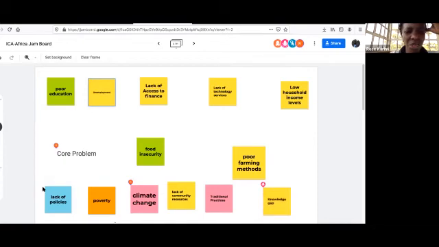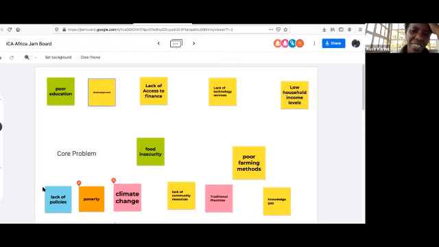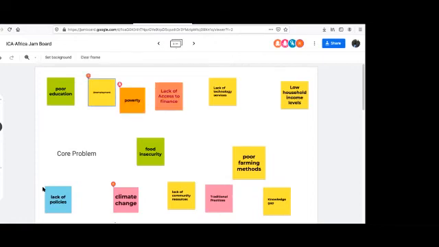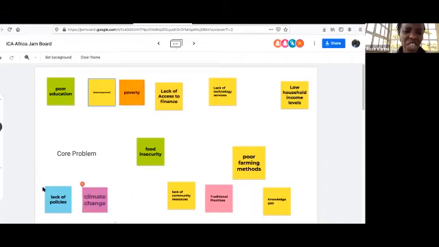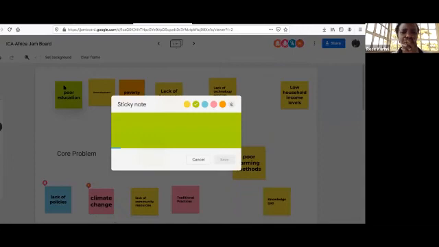Now, poor education. Poor education becomes an effect. It's an effect, yeah. What about poverty? I think it's an effect. Yeah, so poverty is an effect. Also change the colors of the causes to be similar, and the colors of the effects to be similar, and the core problem to have its own color, so that we can have a nice problem tree.